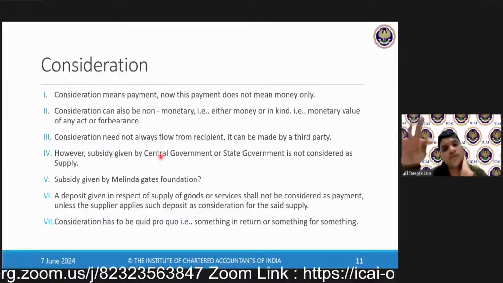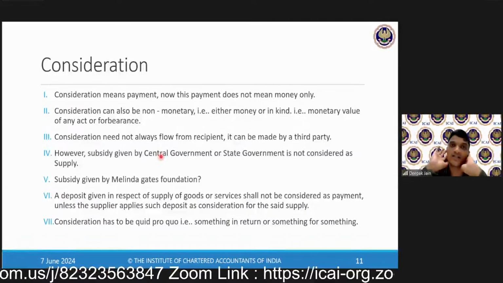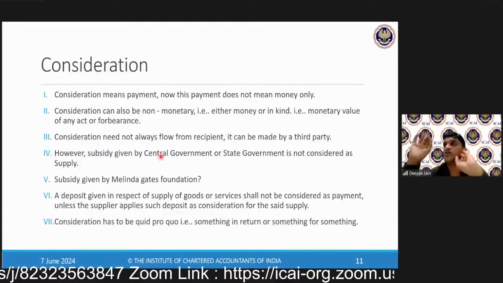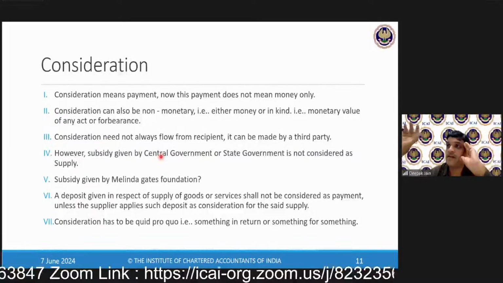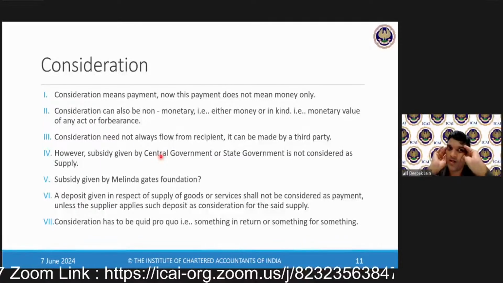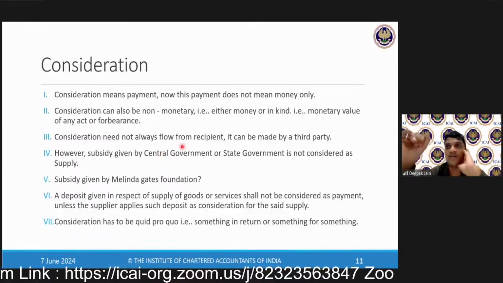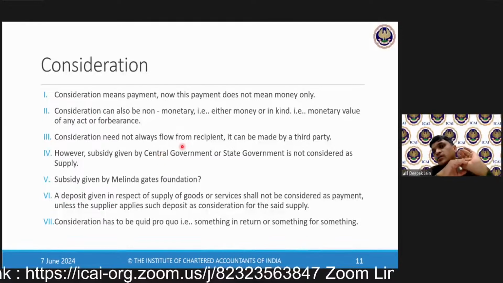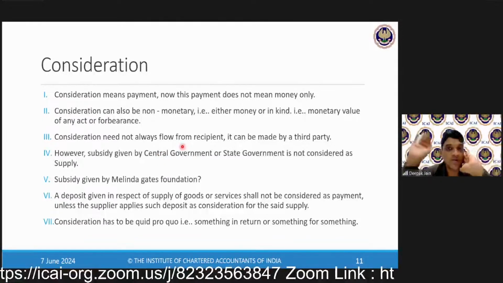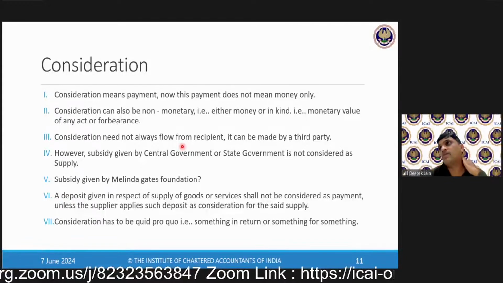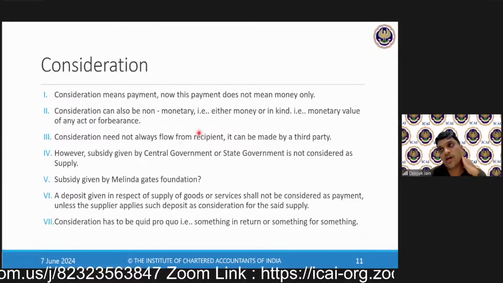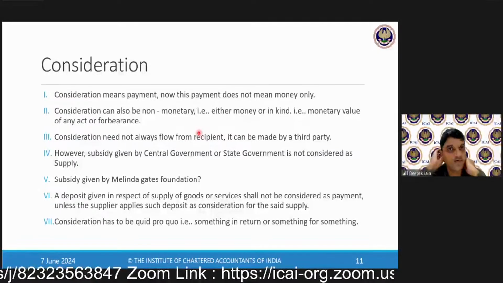Subsidy given by the central government and state government is not considered a supply. So what is the subsidy? Say I am supplying 500 bags to a school. Now the school cannot pay me enough. The government says, okay, manufacturer, you supply the bags to the school because any day education is required. So you supply these bags to the school. How much is the price you want to charge?